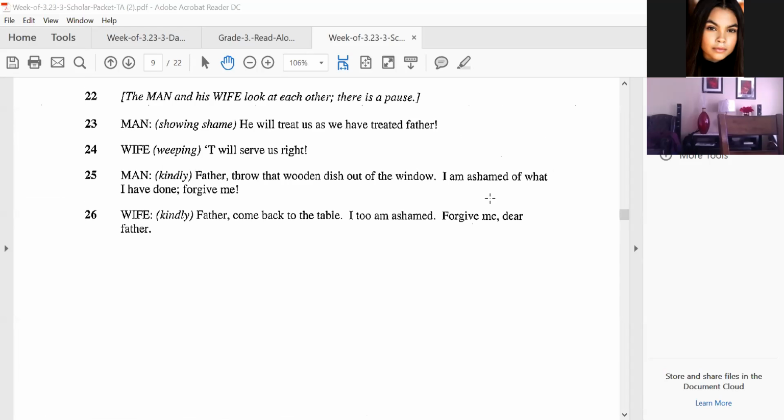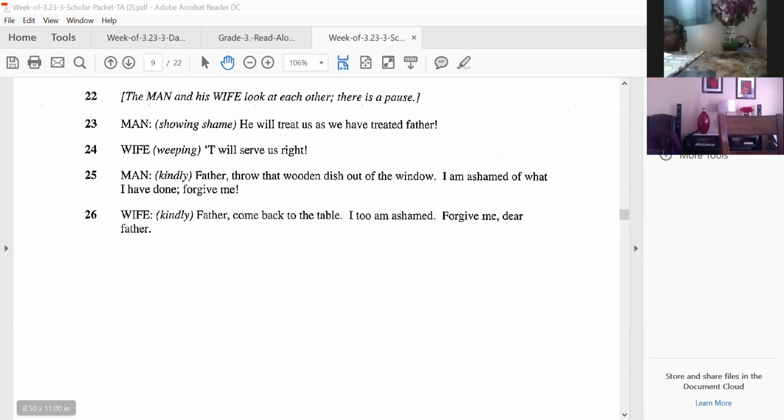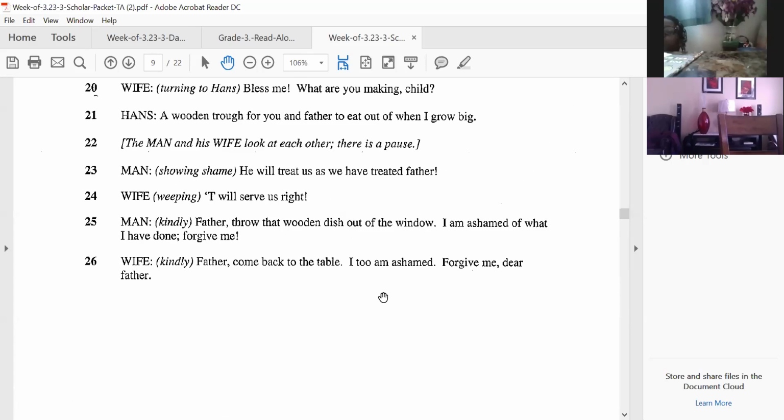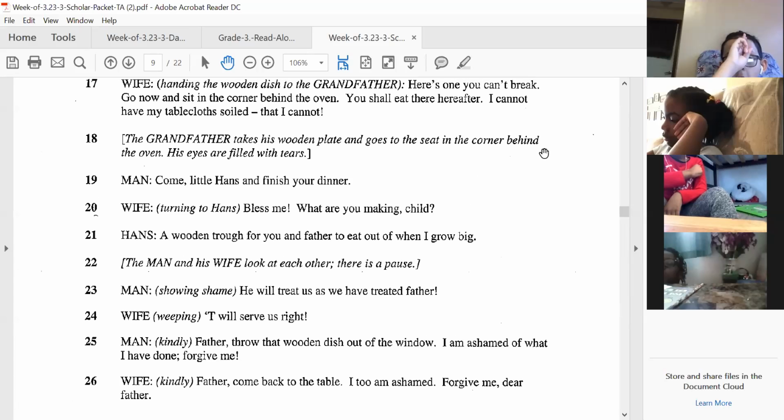Let's go to Lewis. Lewis, do you look ready? Go. My lesson learned was that you should treat others the way you want to be treated. And I said that because from the problem, the mother and the father were making the grandfather feel ashamed of himself, and making him eat from a wooden dish, and then the son helped the father and the mother understand how they were treating the grandfather.